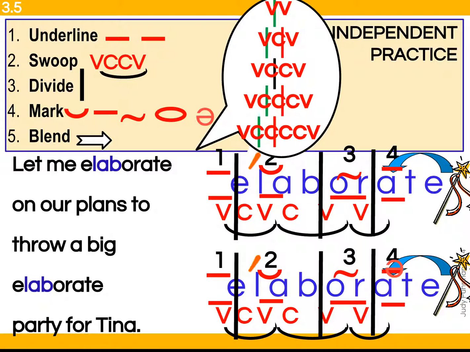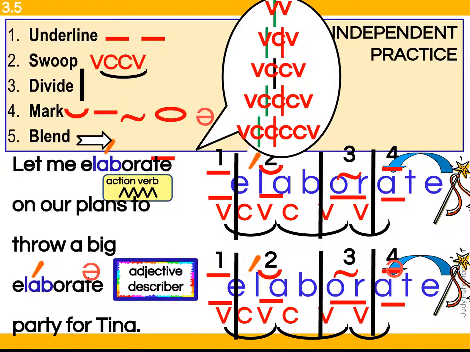Okay, and then looking at our word, let me elaborate on our plans to throw a big elaborate party for Tina. Okay, so elaborate is our action verb. And then with our schwa there, it becomes an adjective. It's describing that party.